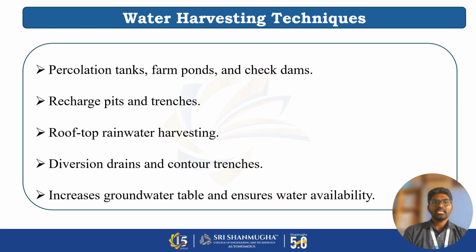The percolation tank is mainly for recharging the groundwater. The farm pond is mainly for supplemental irrigation to the crop. Check dam is mainly for storing water in a particular area and increasing the groundwater level. Recharge pits and trenches are for in situ moisture conservation. Rooftop harvesting is to reduce the runoff velocity. Diversion of drainage is to convey water from an available area to a non-available area.